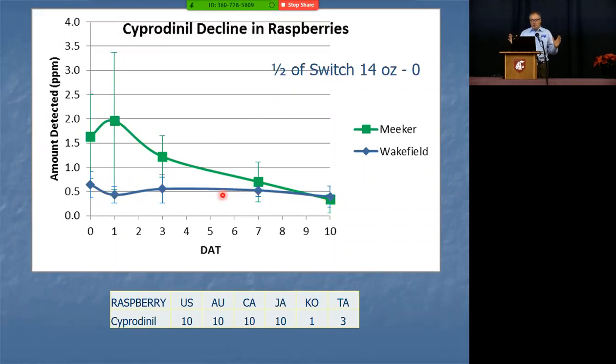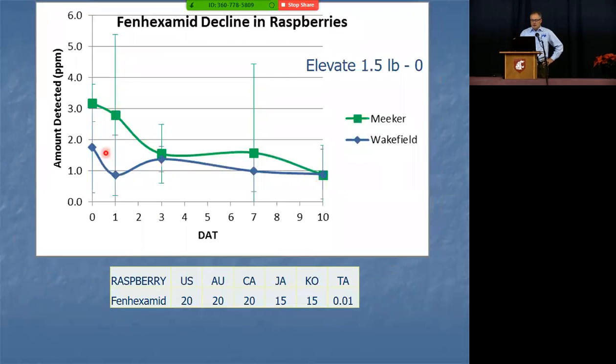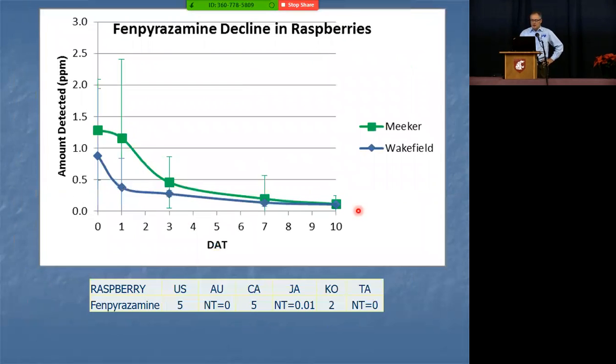This is what we call a really pretty data set. But again, we're below everything except for Korea. We're below Taiwan. But if you wait long enough, if you can wait 10 days, you could go into Korea. Again, Meeker higher than Wakefield. The residues for Elevate much lower, except for Taiwan, where there's no tolerance for it.